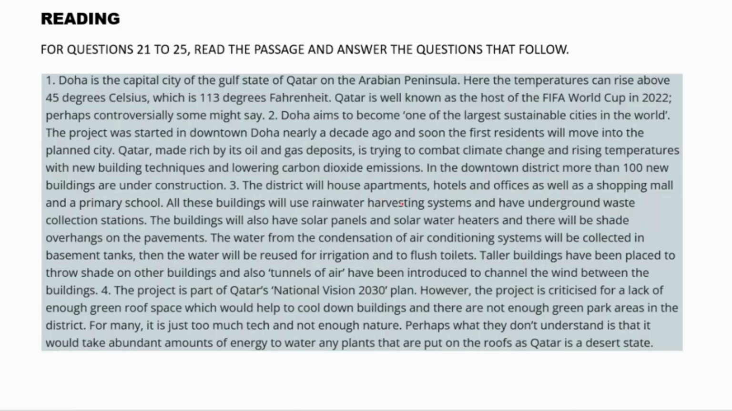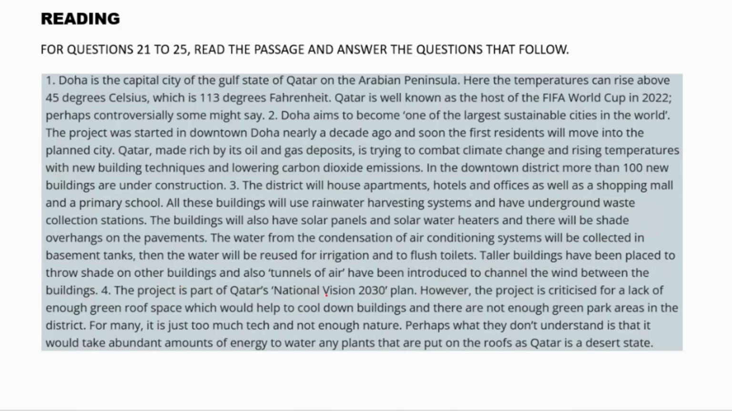All these buildings will use rainwater harvesting systems and have underground water collection stations. The buildings will also have solar panels and solar water heaters, and there will be shade overhangs on the pavements. The water from the condensation of air conditioning systems will be collected in basement tanks. Then the water will be reused for irrigation and to flush toilets. Taller buildings have been placed to throw shade on other buildings, and also tunnels of air have been introduced to channel the wind between the buildings.